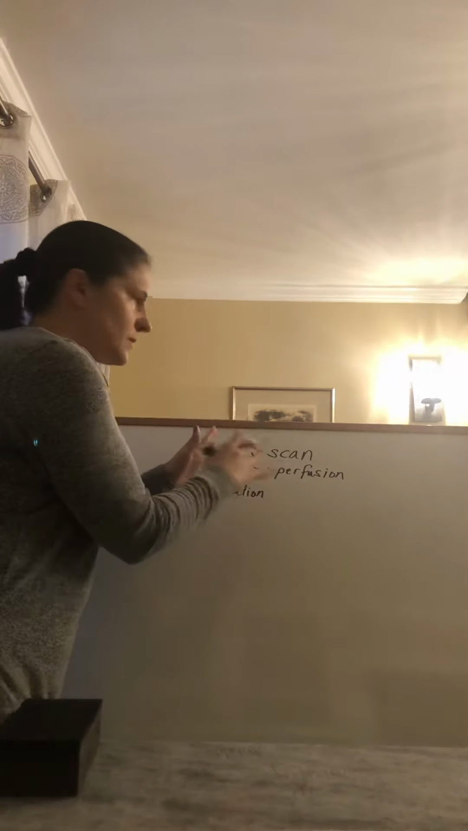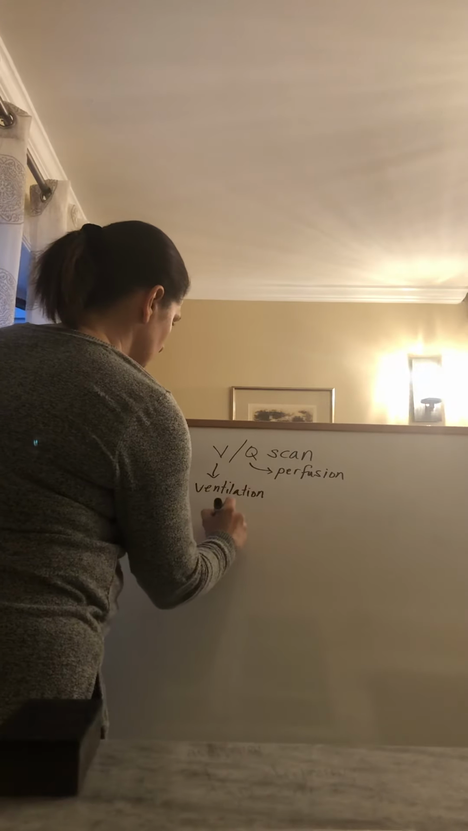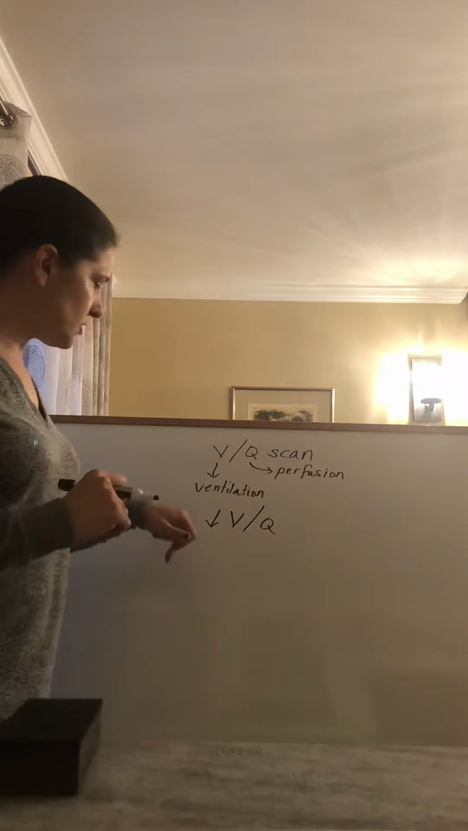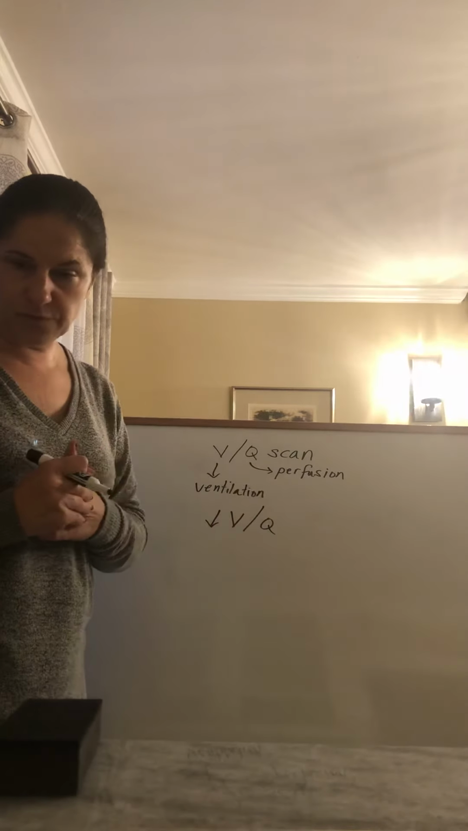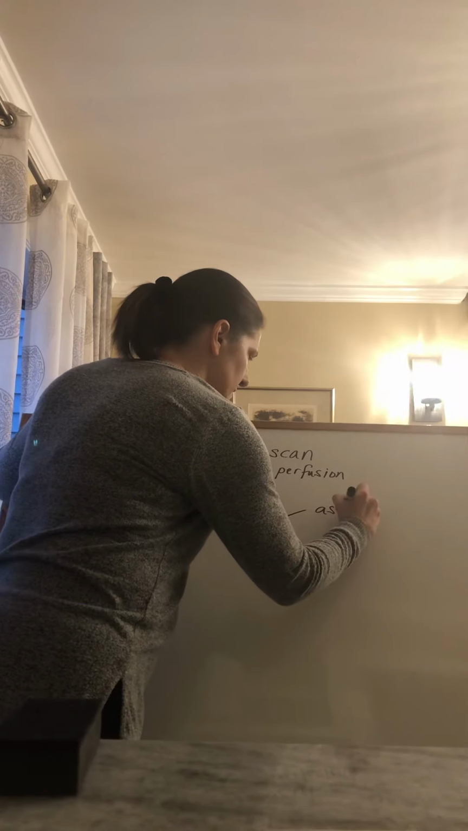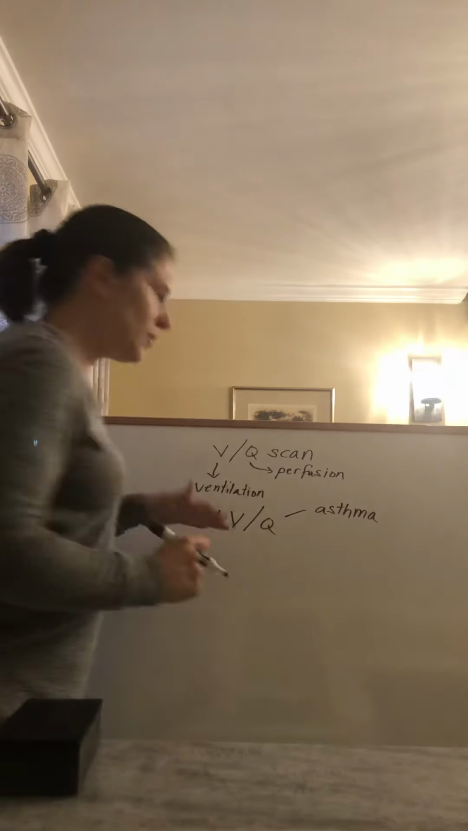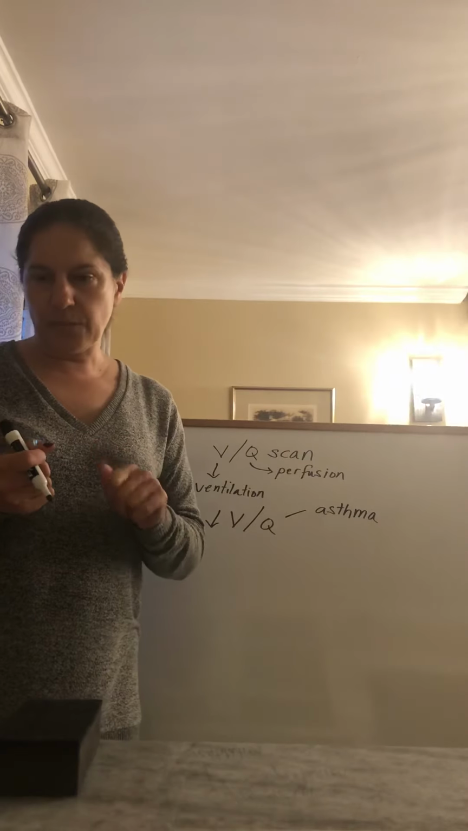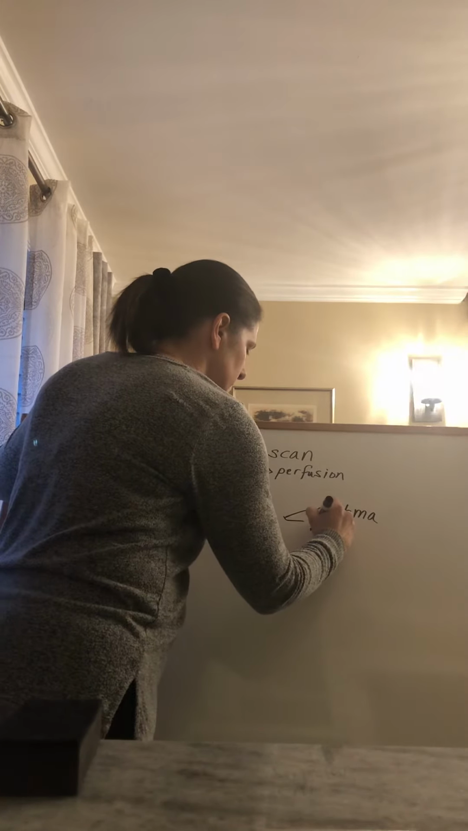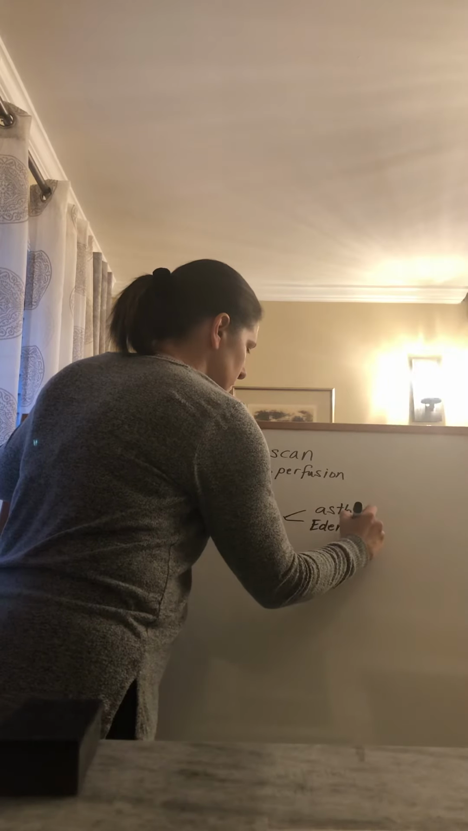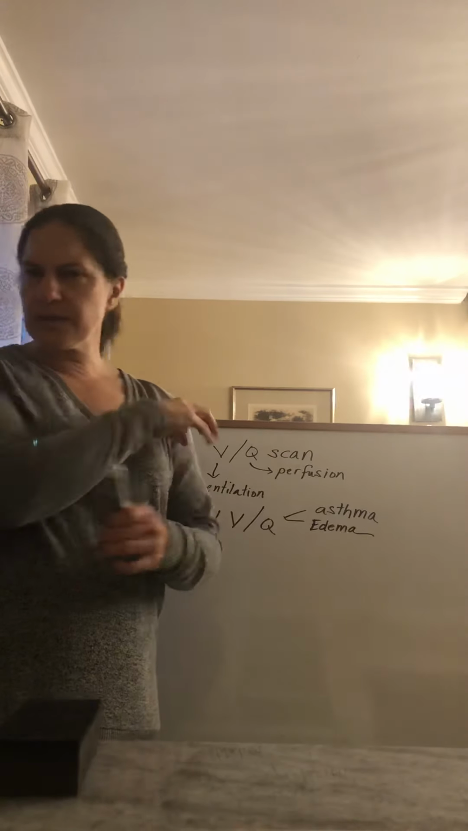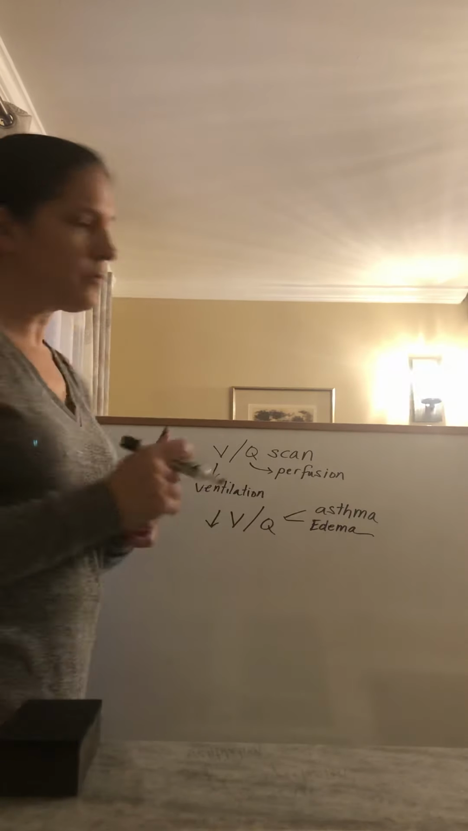So there's two results that we could see here. You could have a decreased VQ ratio, which means you have lower ventilation but good perfusion. This would happen in things like asthma, would cause a low VQ ratio. Okay, pulmonary edema. If you have fluid in the way, obviously you're not going to ventilate very well, so that's going to cause a decrease in your VQ ratio. Pneumonia.